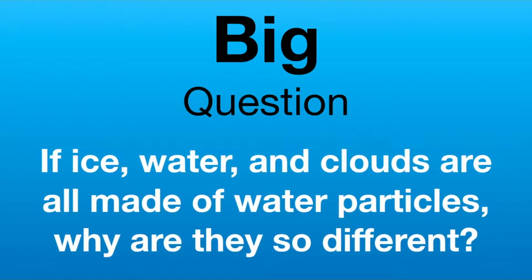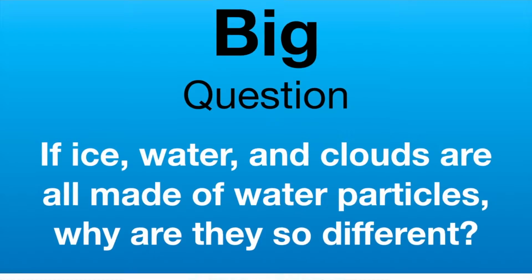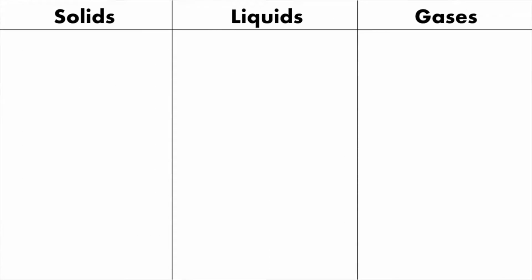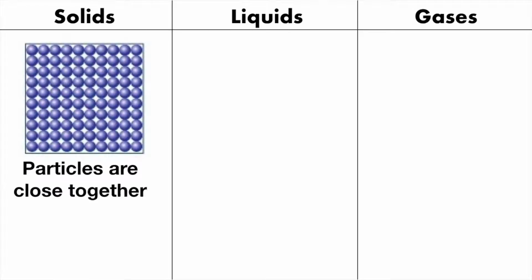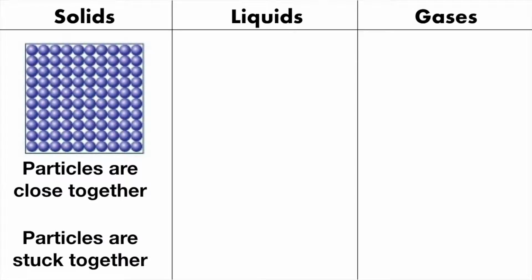If ice, water, and clouds are all made of water particles, why are they so different? Well, it turns out that particles in different states of matter, in solids, liquids, and gases, are all arranged in special ways. In a solid, the particles look like this. They are all really close together and stuck together in this tight pattern. Because of this, look what happens.